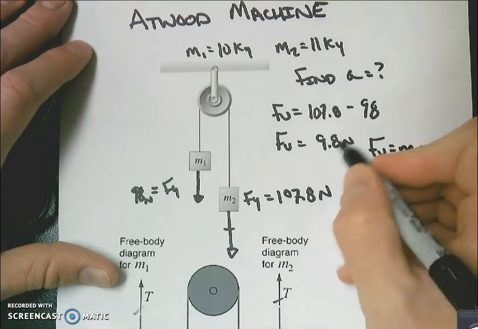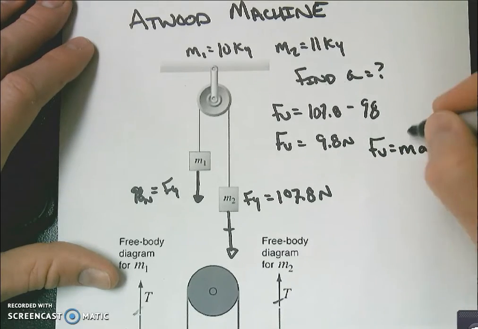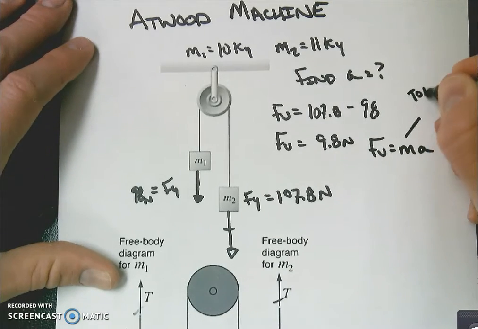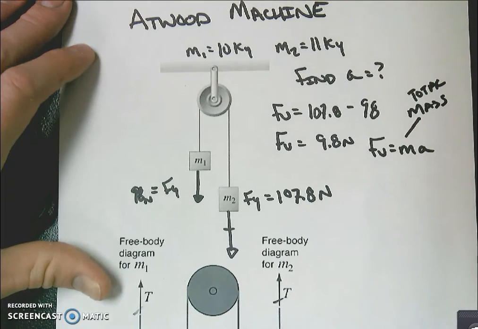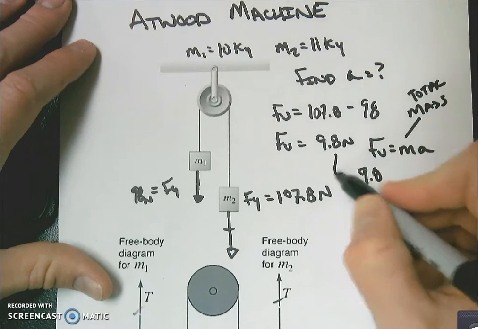When we're taking the overall unbalanced force and applying it to the overall system, this has to be the total mass. So it can't be just one or the other. It's the total mass of the whole system to find the acceleration. So my unbalanced force is 9.8 newtons we just found here.